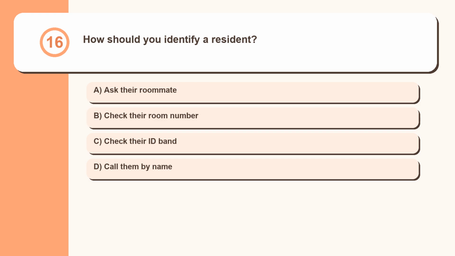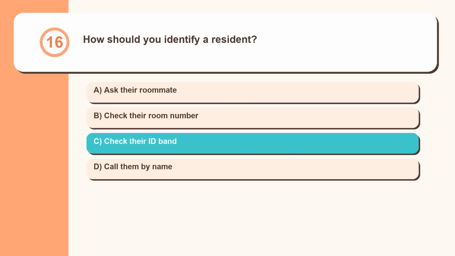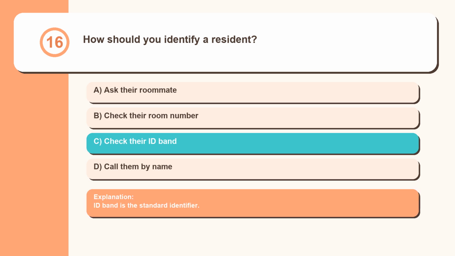Question 16. How should you identify a resident? Ask their roommate. Check their room number. Check their ID band. Call them by name. Answer: the ID band is the standard identifier.